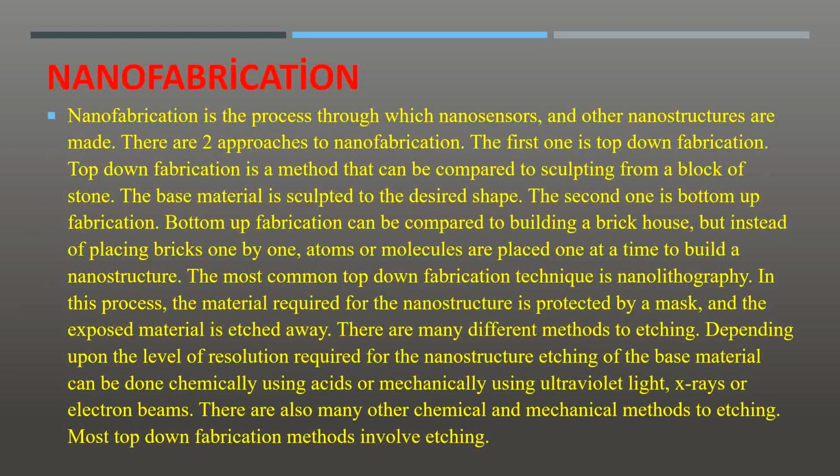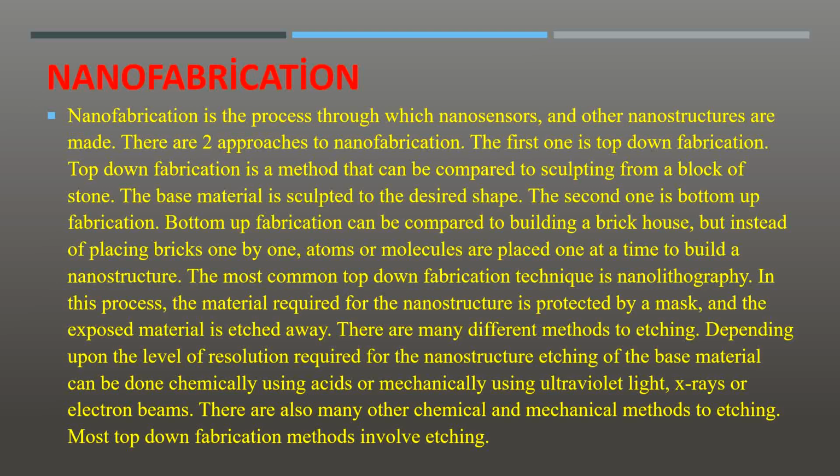Our last topic, nanofabrication. Nanofabrication is the process through which nanosensors and other nanostructures are made. There are two approaches to nanofabrication. The first one is top-down fabrication. Top-down fabrication is a method that can be compared to sculpting from a block of stone. The base material is sculpted to the desired shape.